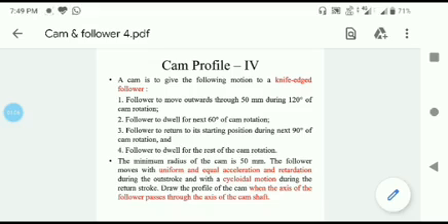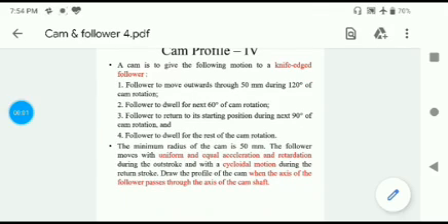Since the procedure to draw the cam profile is already discussed, how to draw the cam profile of this particular question will not be done by me. That topic will be given to you as a graded assignment. So the cam profile you need to draw and submit as a graded assignment. Only the displacement diagram will be discussed in this particular session.